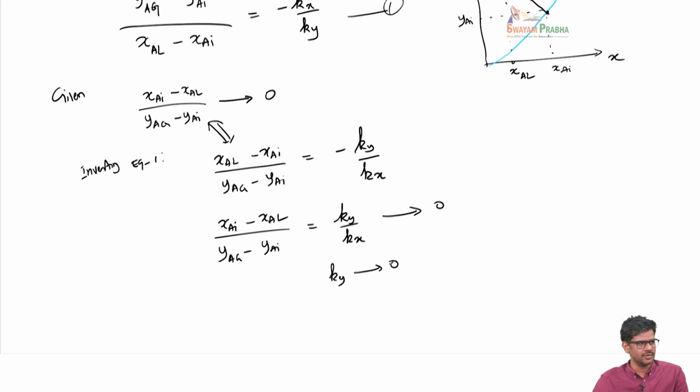Okay, or Kx is very large. Maybe Ky is finite and Kx is very large, or maybe Kx is finite and Ky tends to 0. Okay, so what does that mean? Which phase is limiting? The phase which has the smallest mass transfer coefficient will be limiting, right? So which phase is limiting? Ky is tending to 0, so the gas phase is limiting.